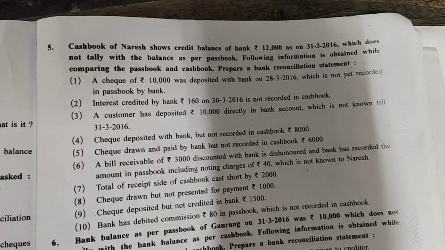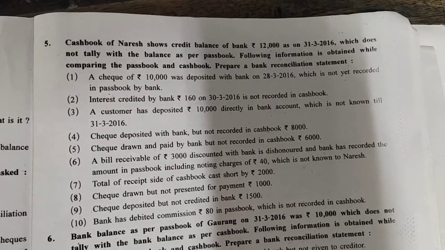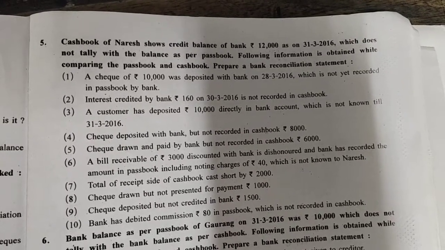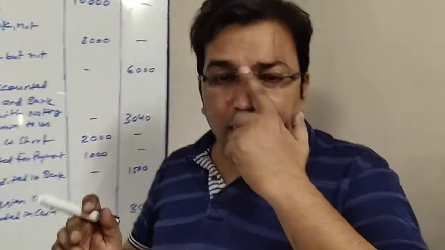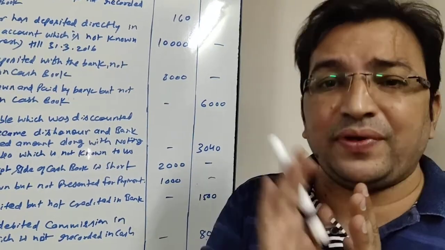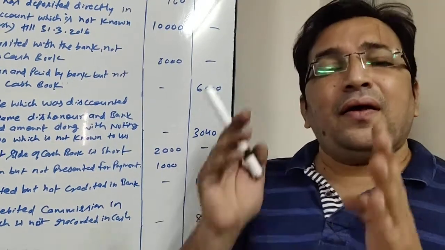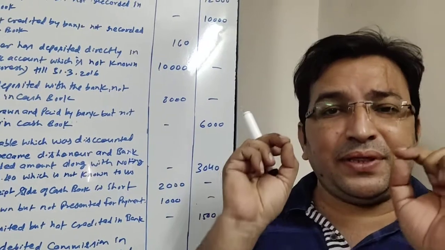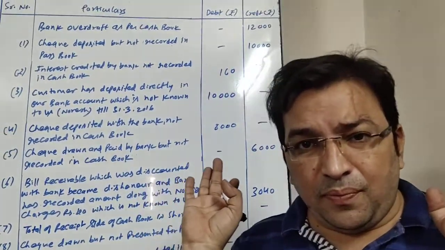Following information is obtained while comparing the passbook and the cash book. Prepare bank reconciliation statement. Okay friends, so here credit balance as per cash book is given which is not tallied with the passbook. We know this very well. Why do we prepare bank reconciliation statement? When there is a difference between the balance as per cash book and balance as per passbook, obviously.